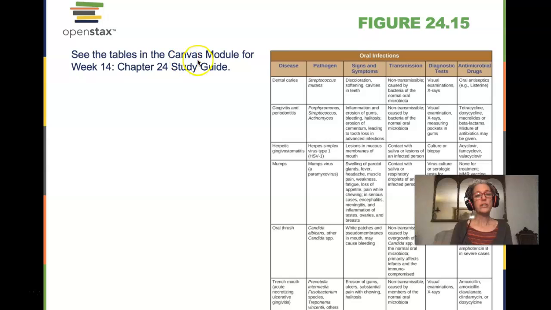I have noted here that to see the tables, I put them in the Canvas module with this chapter. It is titled the Chapter 24 Study Guide, where I put the actual diseases that you will need to know for exam 4. It's a similar table to this, where I will list the diseases, and you need to refer to the tables to find the pathogen and the rest of the information. If there is more than one pathogen, you only need to know one. Likewise, if there's more than one drug that treats it, you only need to know one. So as long as you know at least one example from each of the columns, you will be in excellent shape.